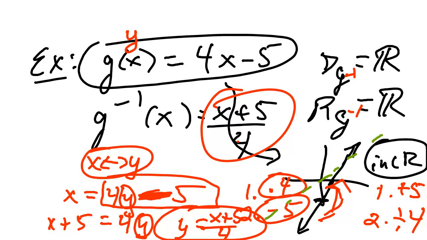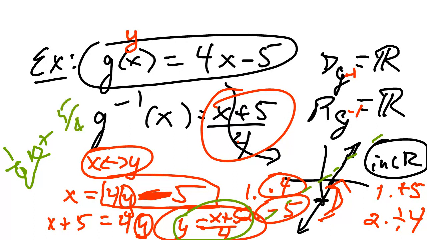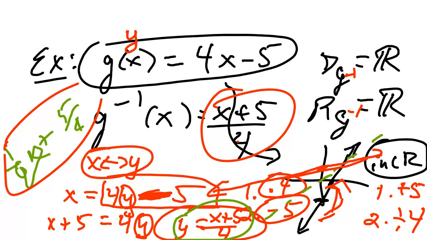So really what's going on here is, we could rewrite that as 1/4 x plus 5/4, right? So for the inverse, 5/4 is up here with a slope of 1/4. But anyway, it looks like that, flipping about the y equals x line here. So both of those are increasing.